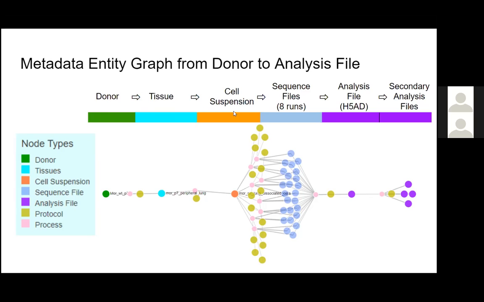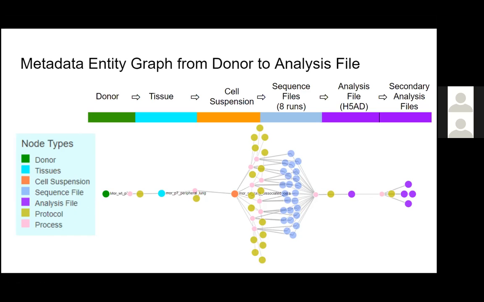From the cell suspensions, we might run multiple sequence runs out of them. We might get different aliquots out and run them, and then from that we'll get FASTQ files, and then from those FASTQ files, we're going to perform some analysis. We might get some file like a H5AD, and then if we're having multiple donors, we might combine those into secondary analysis files. We're combining those all together.